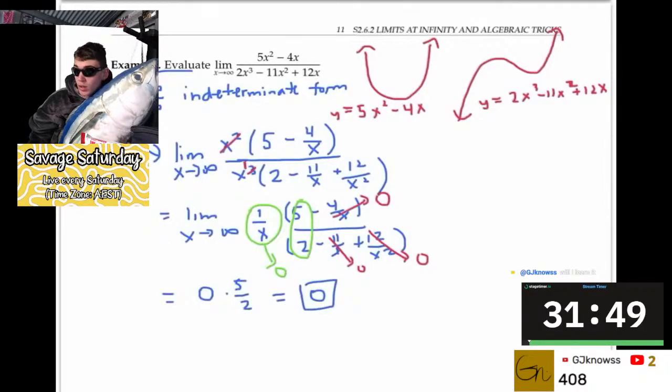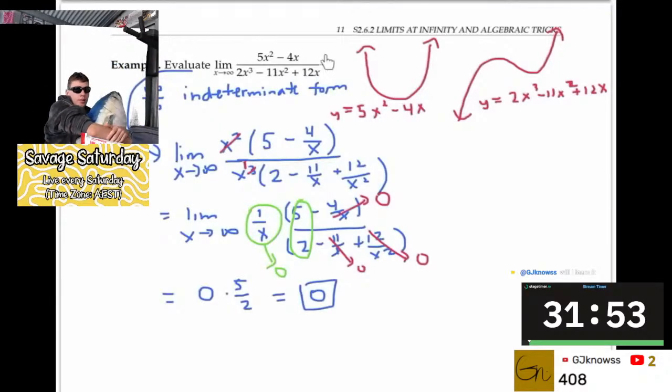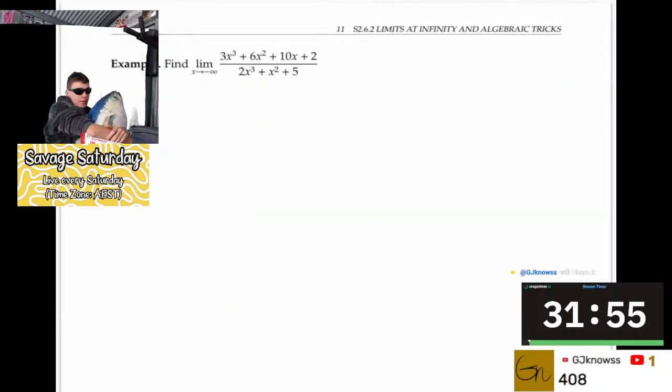I've actually been applying limit laws to do these last steps, which is fine because my component limits exist as finite numbers, something that wasn't true for my original expression when I had infinity over infinity. In this example, we're asked to find the limit as x goes to negative infinity of a different rational expression. I encourage you to stop the video and try it for yourself first.